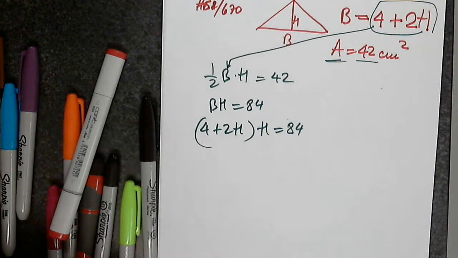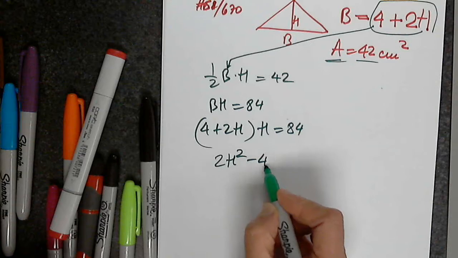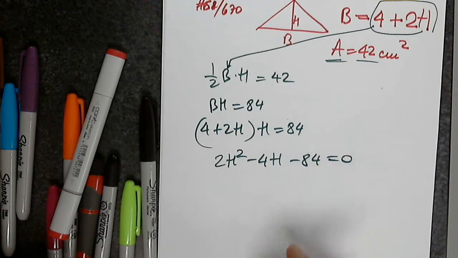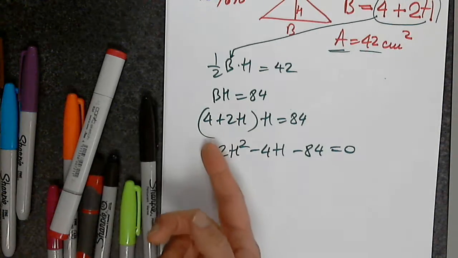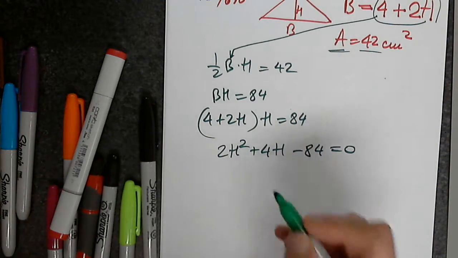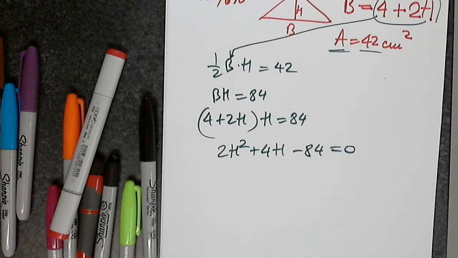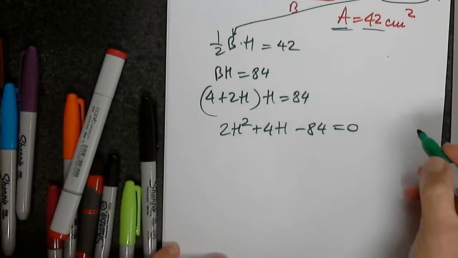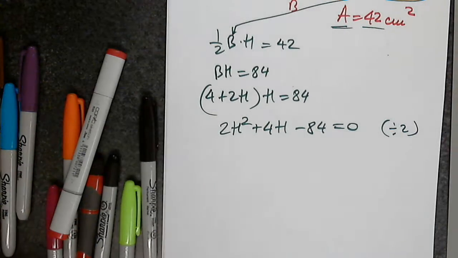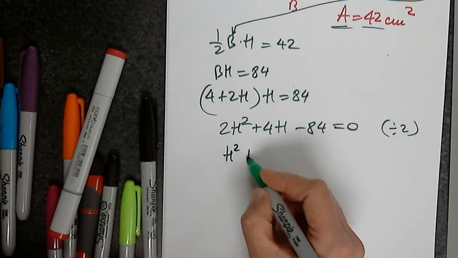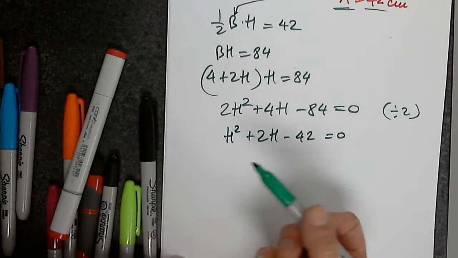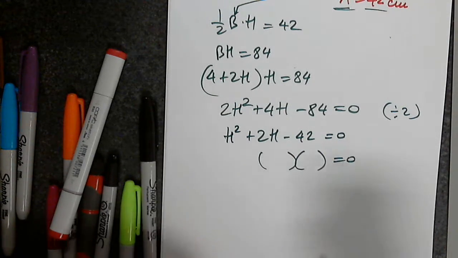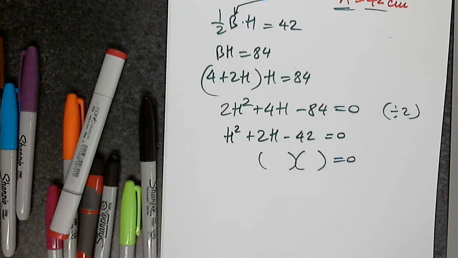Now this becomes a quadratic equation, which is 2h squared plus 4h minus 84 equals 0. So I distribute h to 2h, I get 2h squared. I distribute h to 4, I get positive 4h. And then I subtract 84. This is a quadratic equation. I will divide both sides by 2. I cannot divide by anything else. So then I have h squared plus 2h minus 42 equals 0. And I am going to try and see if I can factor this. If I cannot factor it, then I will have to use the quadratic formula.